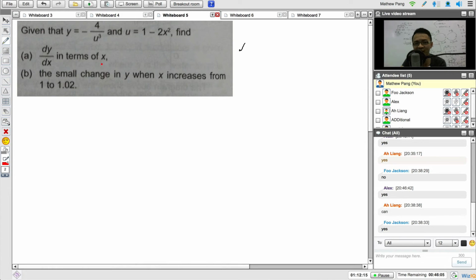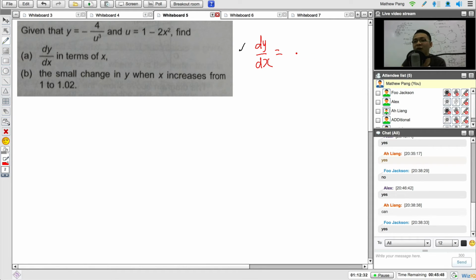Alright, this one we actually discussed in the first virtual classroom about differentiation, if you joined it. He asks you to find dy dx. Actually, this is using the chain rule also. You see what I do. This is dy dx, right?